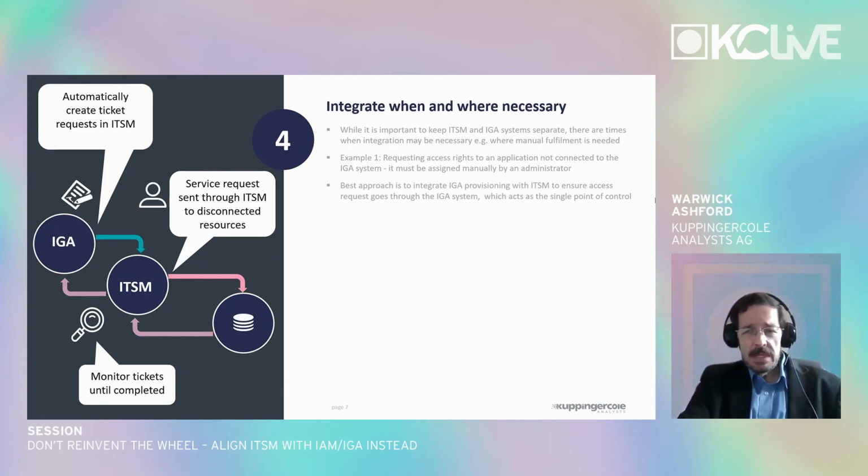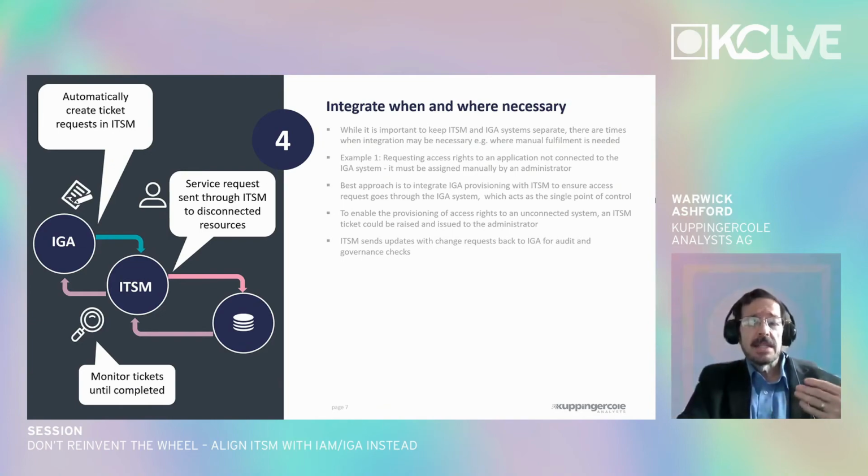So we think that the best approach is to integrate IGA provisioning with ITSM to ensure that the access request goes through the IGA system, which acts as a single point of control. So this is another important idea, that all IGA requests must go through the IGA system so that there is that necessary oversight with all the safeguards. To enable the provisioning of access rights to an unconnected system, an ITSM ticket could also be raised and issued to the administrator. And then the ITSM system sends the updates with the change requests back to IGA for audit and governance checks. So if we look at the diagram, we can see how that flow would work.